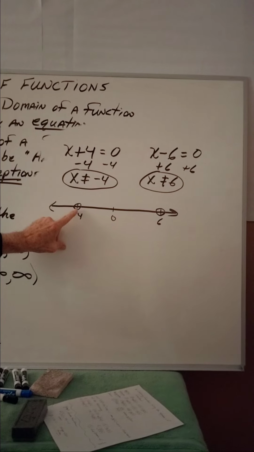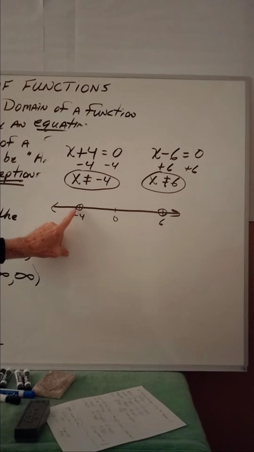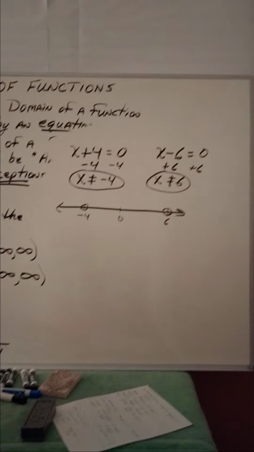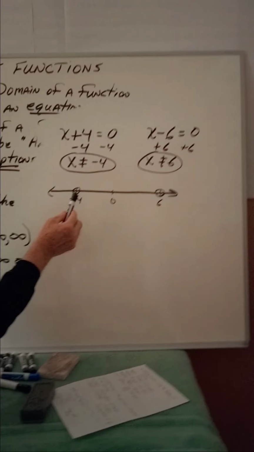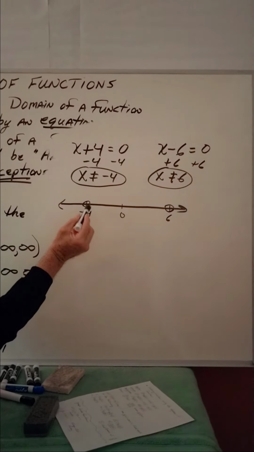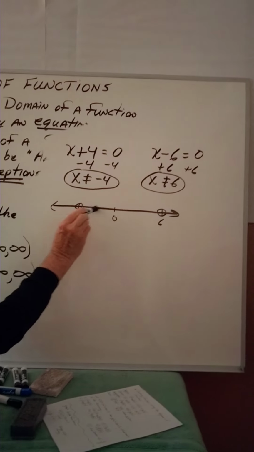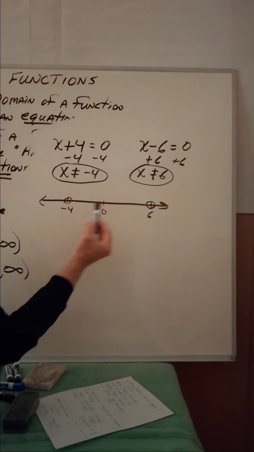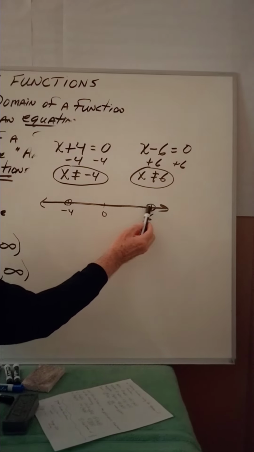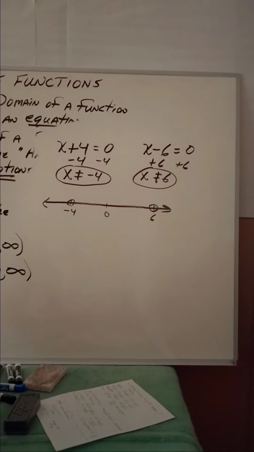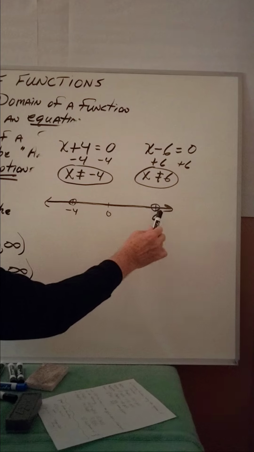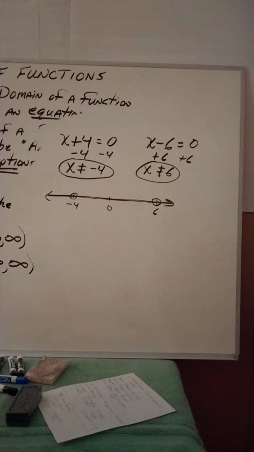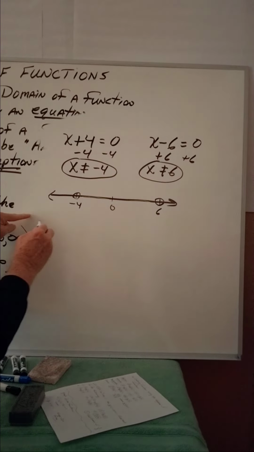It can't be -4, but it can be any real number less than -4. That's going to be part of the domain. Second part, it can be any real number that is greater than -4 and less than 6. It can be all of these real numbers in between these 2 points, not including those, but in between. Or it can be any real number that is greater than +6. So maybe with that aid, let's go after it.